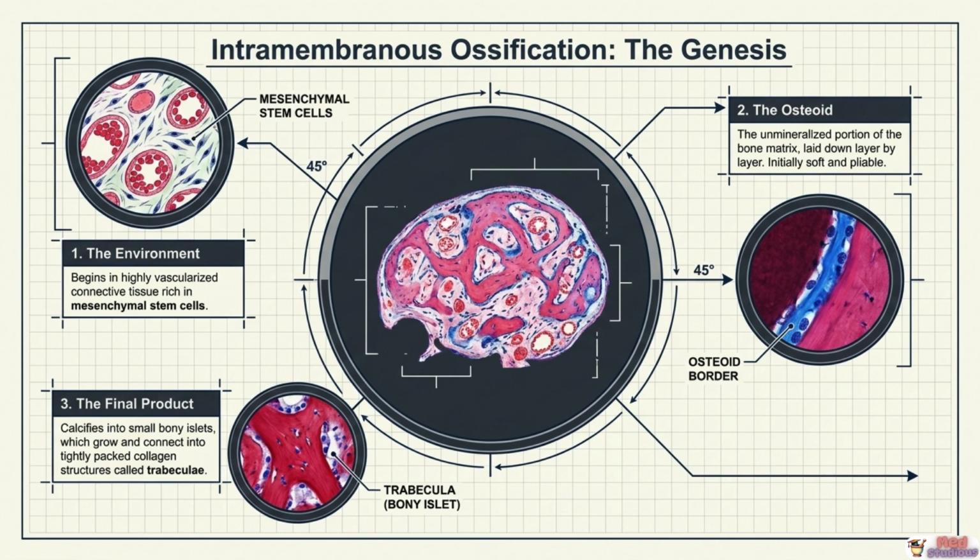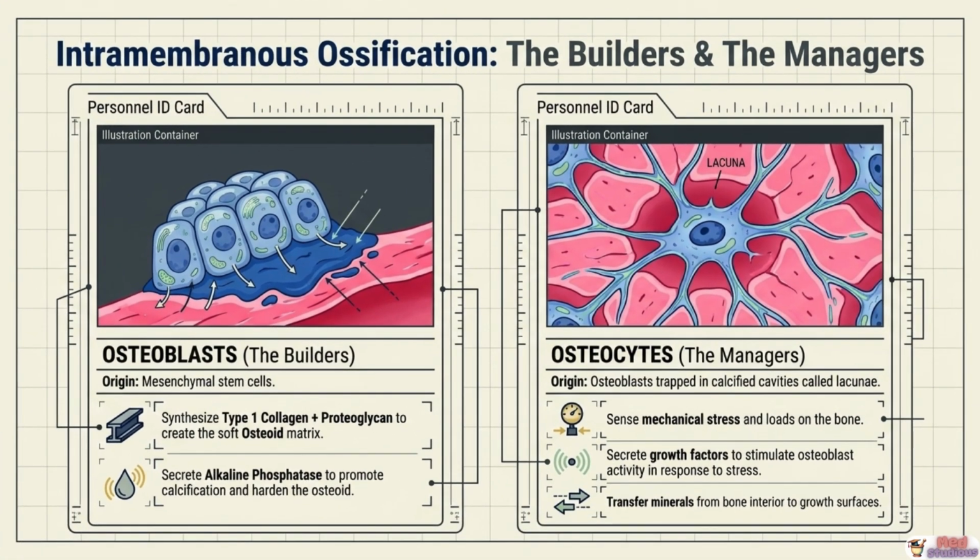No bone formation story is complete without a thorough introduction to the two most important cellular players in intramembranous ossification: osteoblasts, the builders, and osteocytes, the managers. Osteoblasts arise from mesenchymal stem cells and represent the active bone-building phenotype. Their defining job is to synthesize and secrete the osteoid matrix, type 1 collagen combined with proteoglycans like osteocalcin and osteopontin, which form the organic scaffolding of bone.